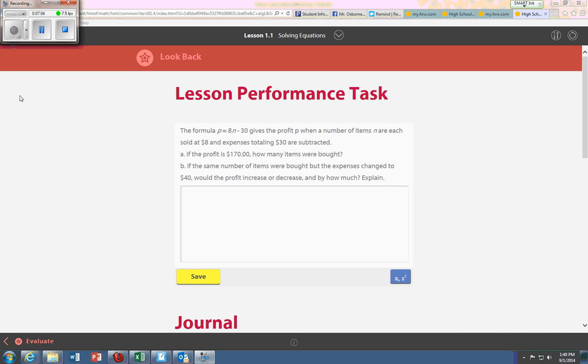So this was just a little preview of the lesson that we're going to learn over the next couple days in math class. We're going to wrap things up in a couple days with a performance task that looks like this. Take a look at it yourself and see if you can figure out what's going on.